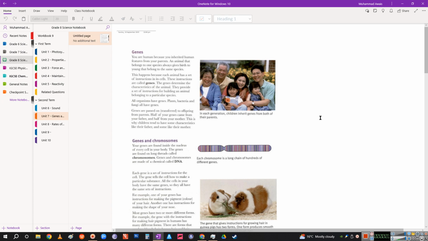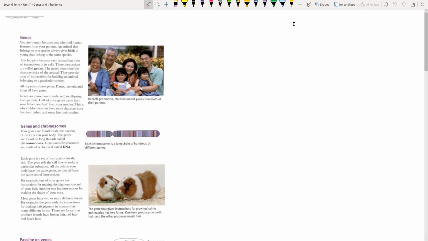Hello, kids. This is Unit 7 for Grade 8 Science, which is Genes and Inheritance, right? Now, this is a very fun topic to cover as it's part of the biology, and this tells us how we take different traits in our families, or how different specific features are transferred from parents to their offspring, right?